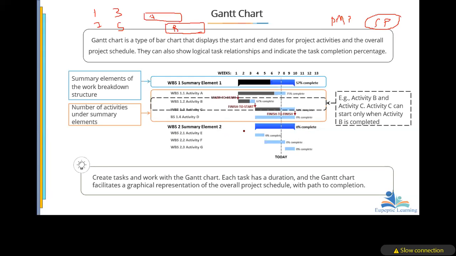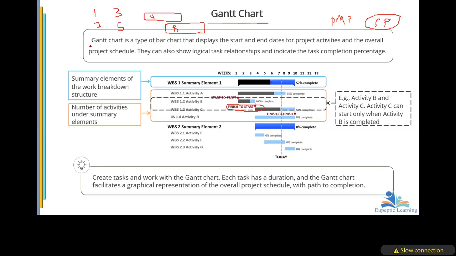So you should expect that in exams, they can give you something like this and ask you to indicate the type of dependency that exists between one activity and the other. So we have the finish to start, then we have the start to start, and we have the finish to finish, and then we have the start to finish. The most widely used is finish to start. This one must finish before this one starts. That is mostly used.